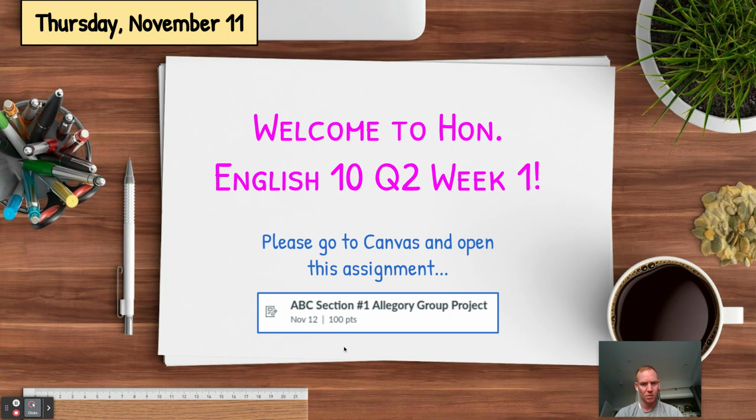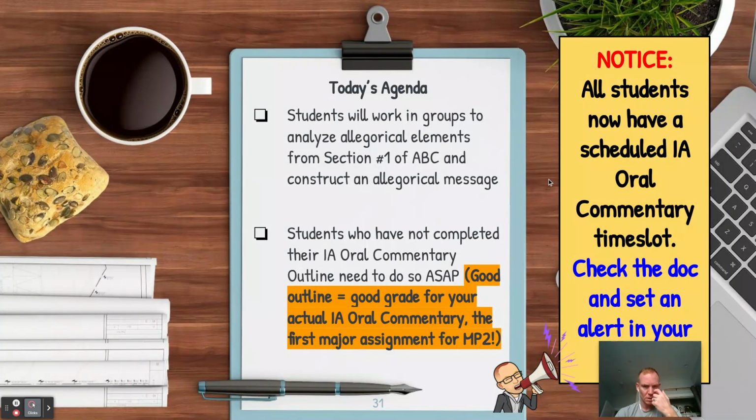If you haven't already done so, please open up the Section 1 Allegory Group Project on Canvas. Today, students will work in groups to analyze allegorical elements from the first section of American-born Chinese and construct an allegorical message. If you haven't already completed your IA oral commentary outline, please do that as quickly as possible. All students have been scheduled for their IA commentaries.